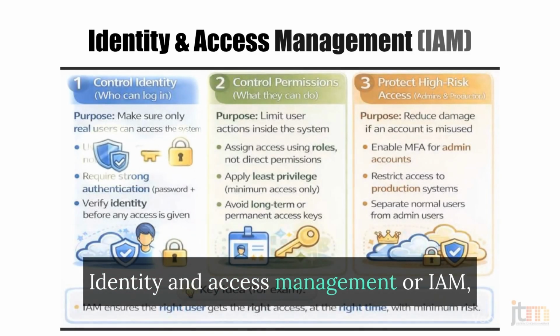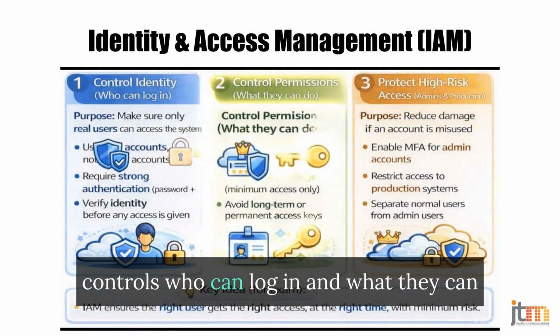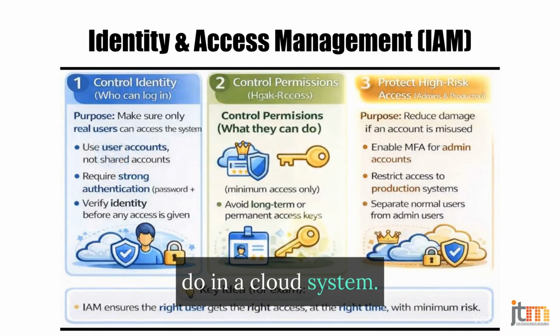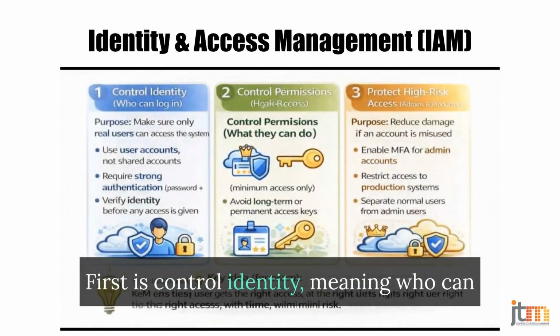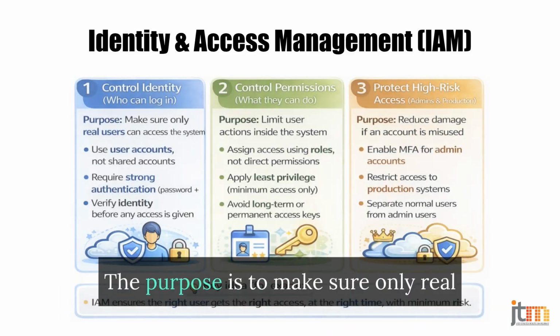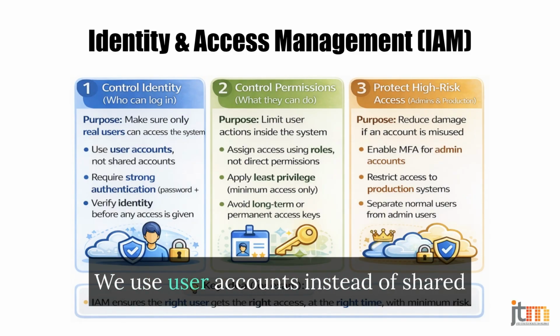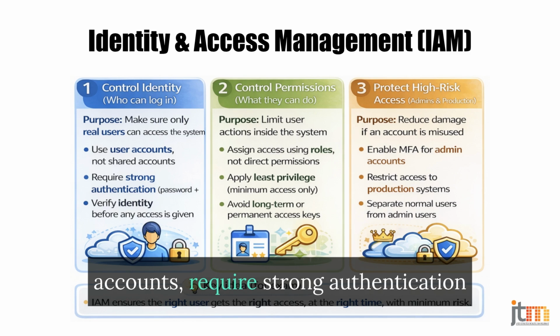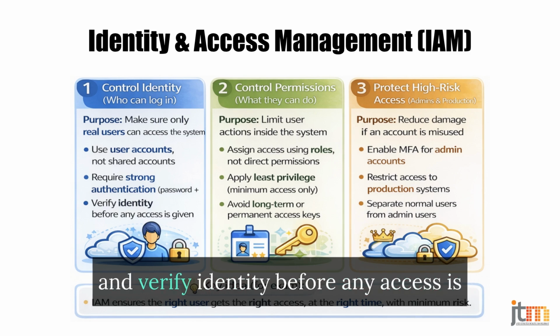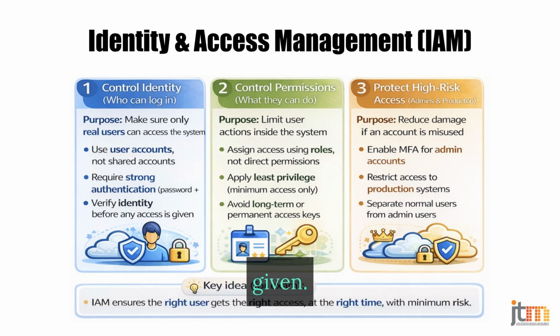Identity and access management, or IAM, controls who can log in and what they can do in a cloud system. First is control identity, meaning who can log in. The purpose is to make sure only real users can access the system. We use user accounts instead of shared accounts, require strong authentication, and verify identity before any access is given.